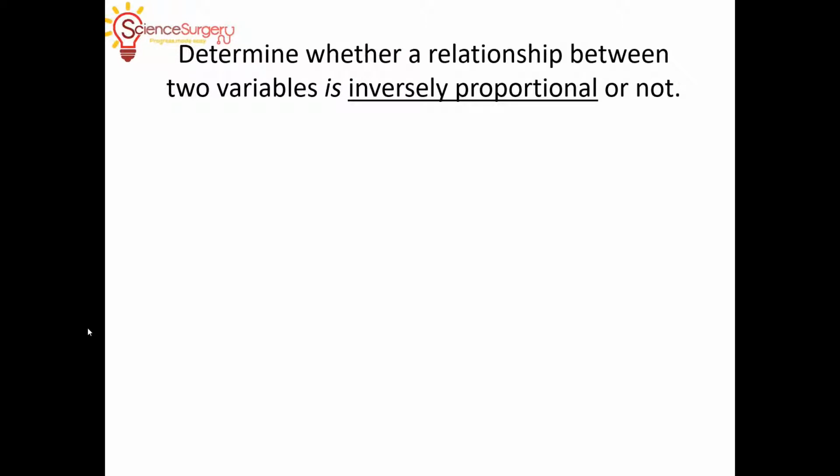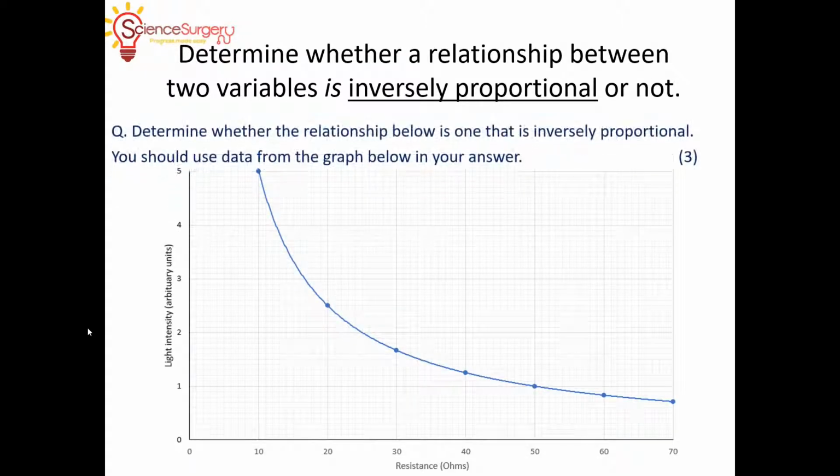This time we are looking at how to determine whether a relationship between two variables is inversely proportional or not. Here's another exam question. Determine whether the relationship below is one that is inversely proportional. You should use data from the graph below in your answer, and we can see it's worth 3 marks.